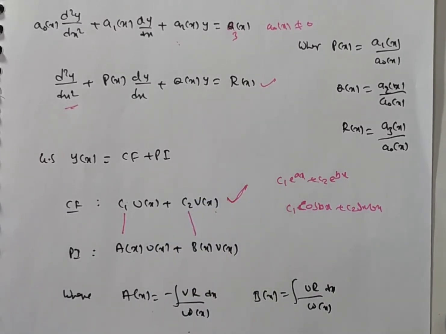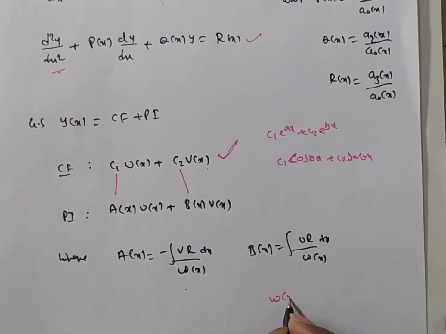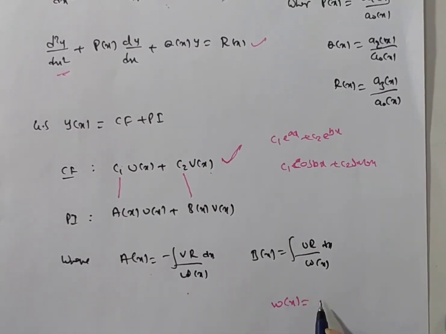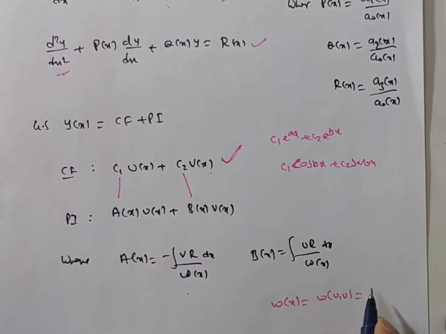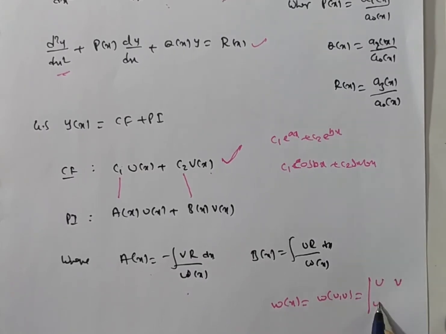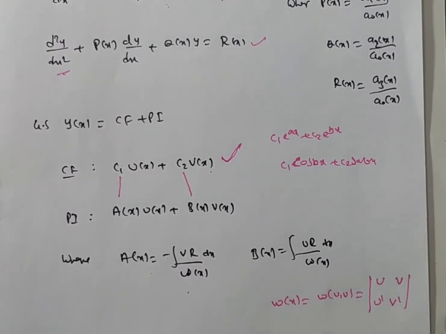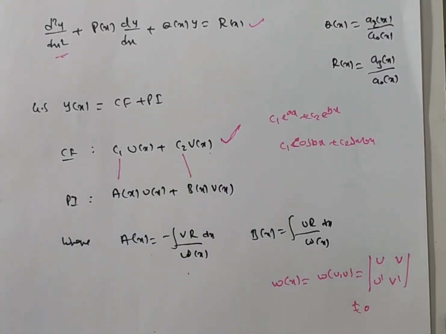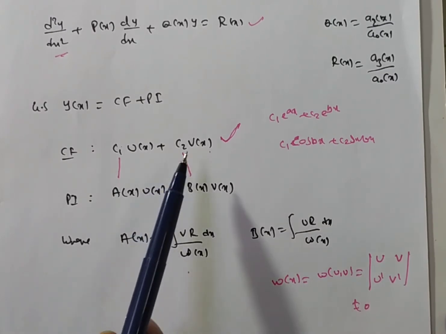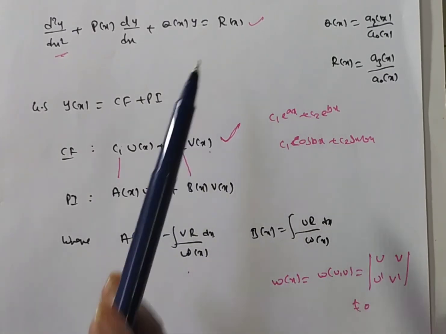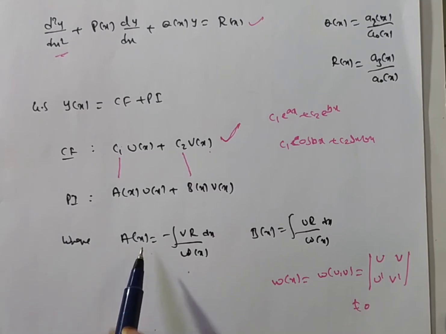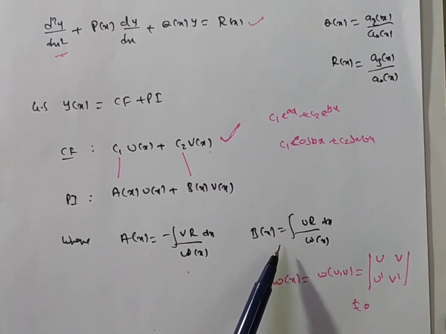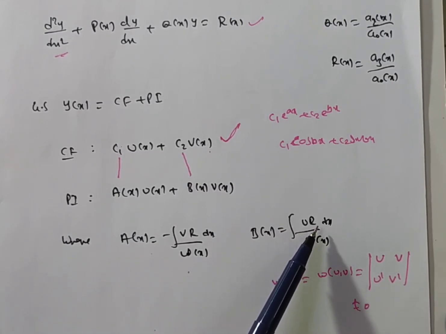What about the w of x? W of x is called the Wronskian of u comma v. We denote the Wronskian of u comma v with u, v, u dash, v dash. Friends, this Wronskian is not equal to 0 because u of x and v of x are linearly independent solutions. Now we will substitute the v value, r value and w value, then you will get a of x. Similarly, b of x is equal to, we have the formula, u into r by w of x.